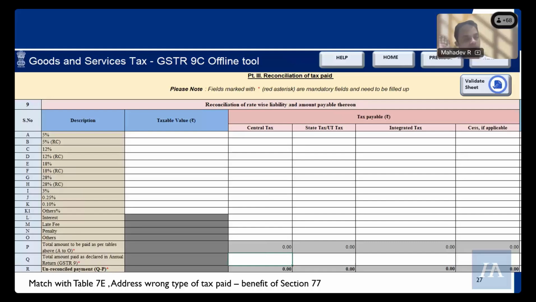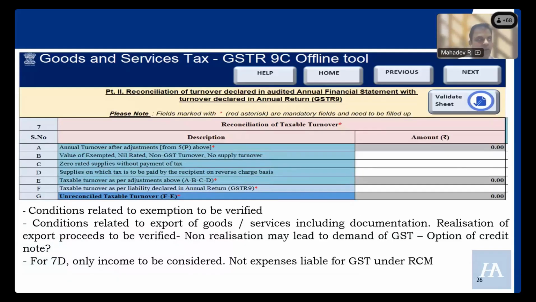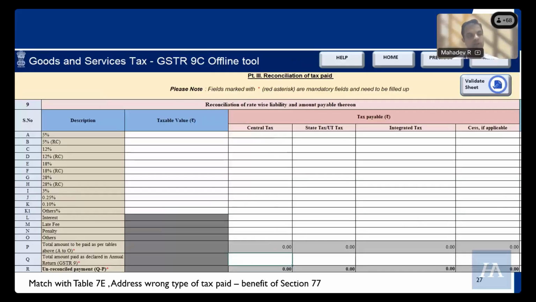Table number 9. So table number 8 is also there. Again, 8 is only to specify the reasons when you have a difference between the turnover as per books of accounts and turnover as per the GST returns. Table number 9. So till now what we have discussed is only the turnover or my income part.